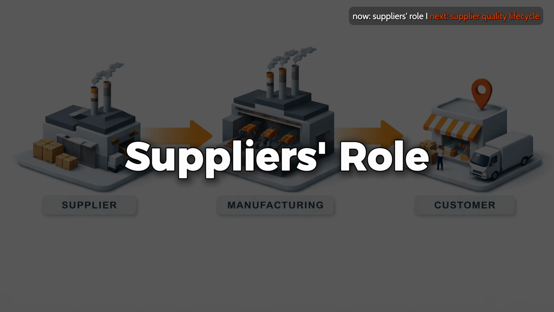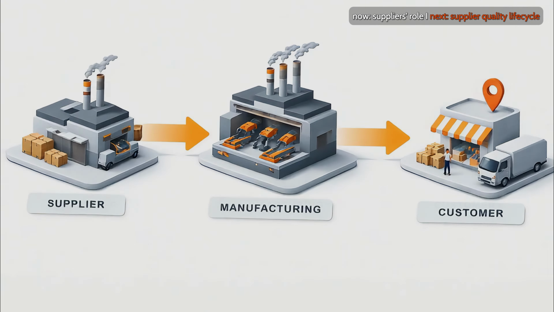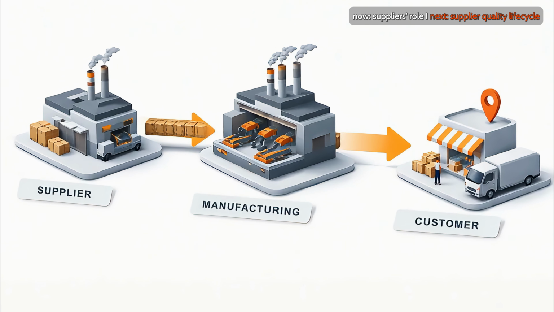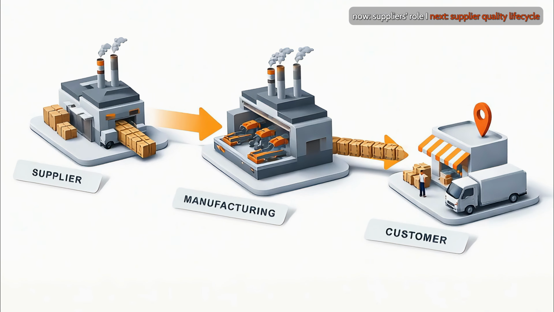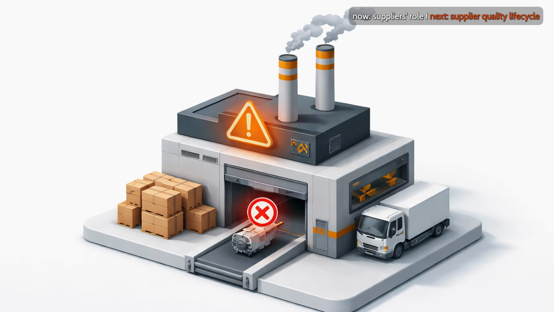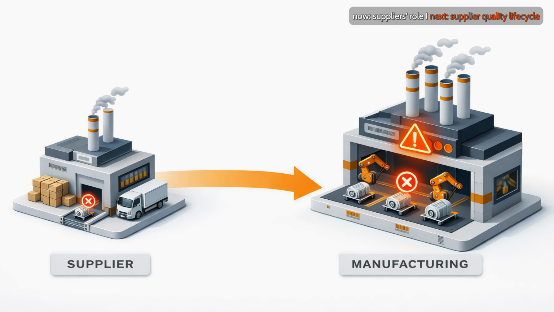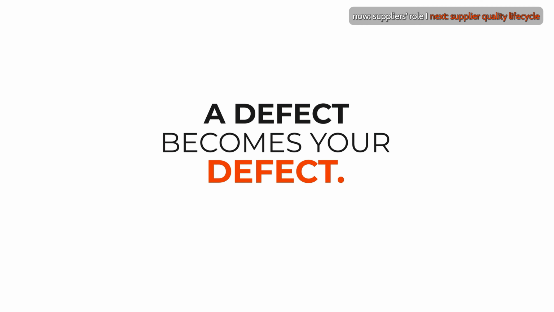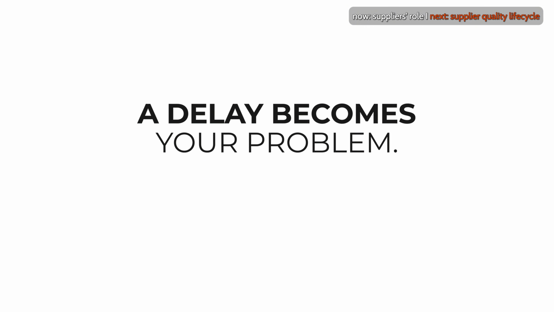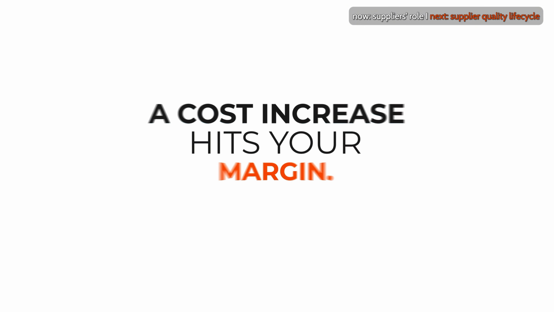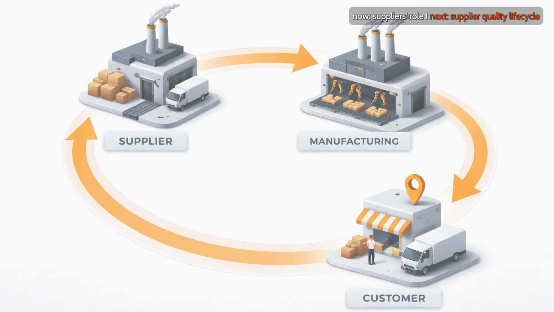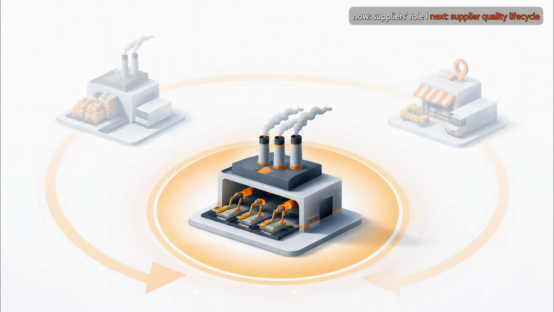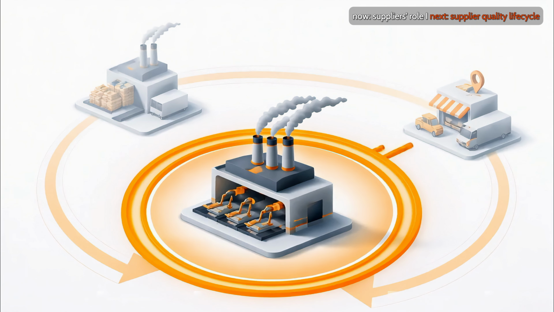Supplier quality doesn't stop at the supplier. Every product follows the same path. Supplier to manufacturing to customer. And whatever happens at the supplier shows up in your process. A defect becomes your defect. A delay becomes your problem. A cost increase hits your margin. This is end-to-end quality responsibility. Because your process doesn't start in your factory. It starts at your supplier.